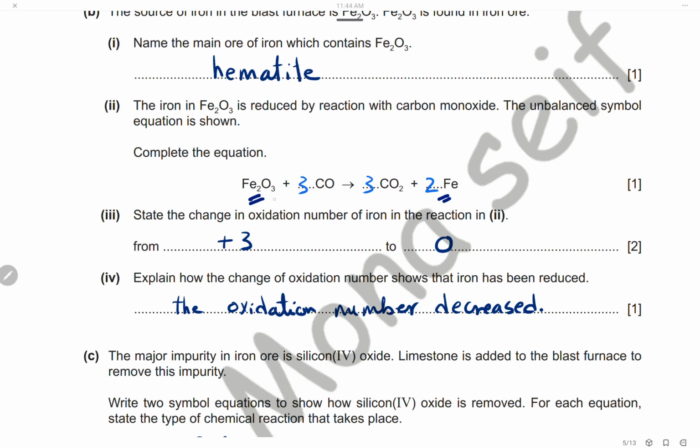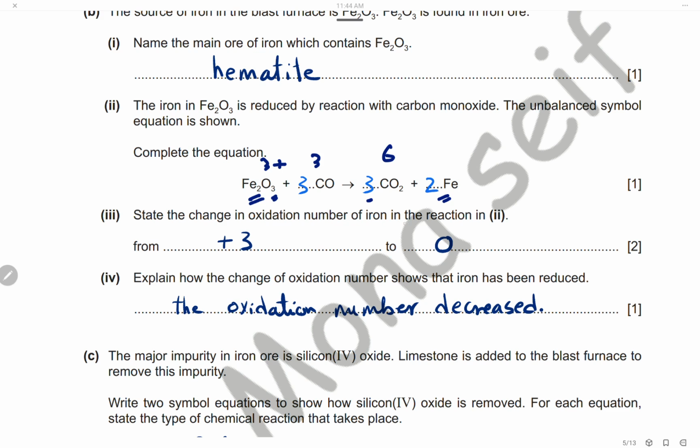Now we have 3 oxygens, so we will add 3 in front of carbon dioxide. Now we have 6 oxygen. We will add another 3 here, 3 plus 3. Now we have 6 oxygen on the left side and 6 oxygen on the right side.